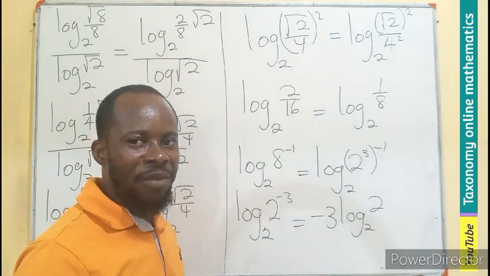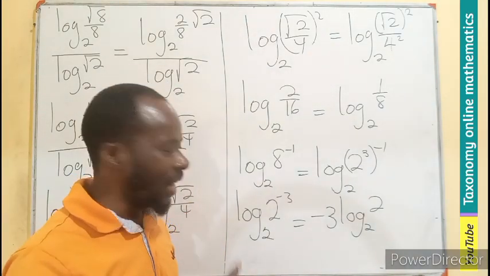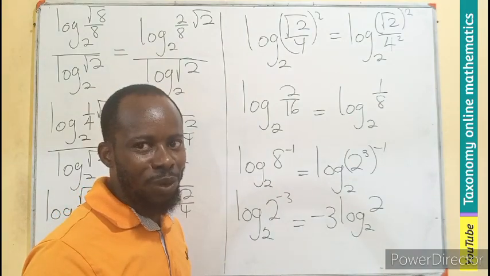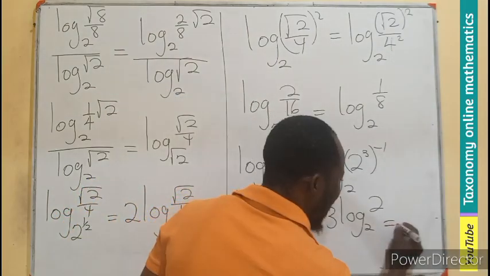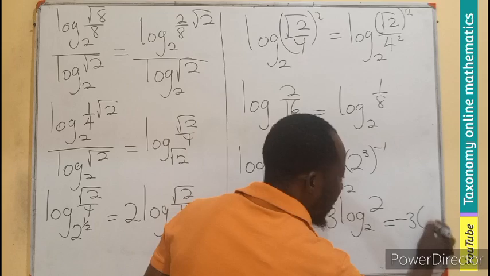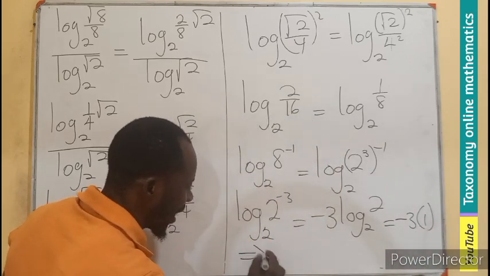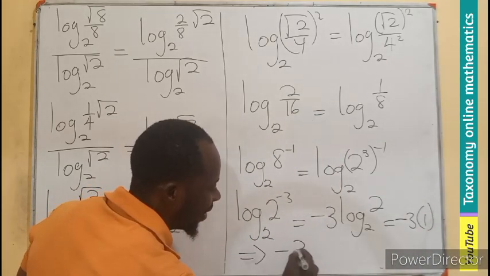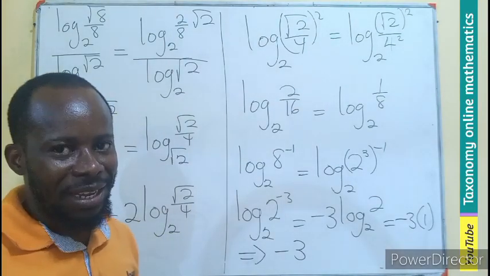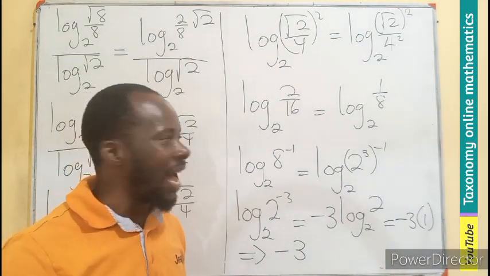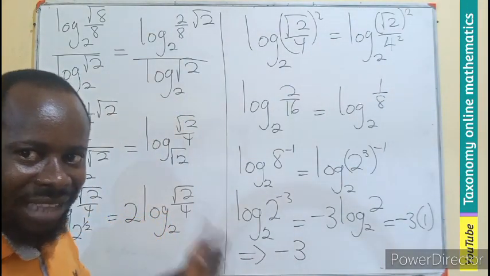That the logarithm of a number of the same base is 1. So log 2 base 2 will give us 1. Meaning this becomes negative 3 times 1. So at the end, our answer is just going to be negative 3. I believe you did not blink an eye from the beginning, following step by step.